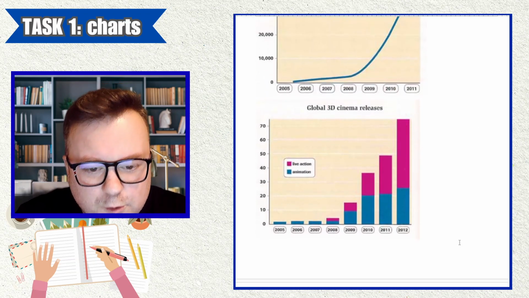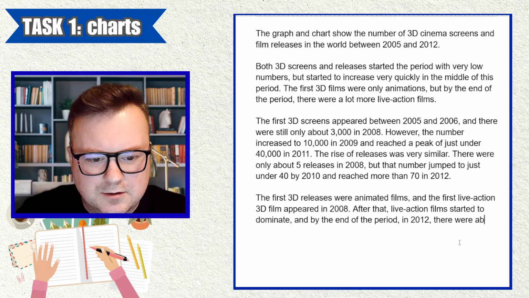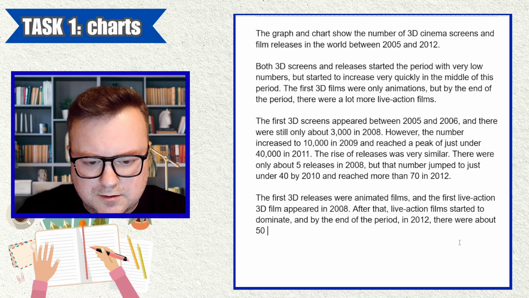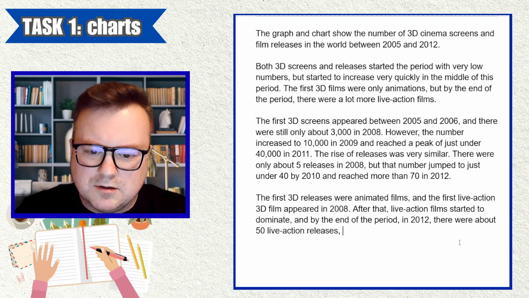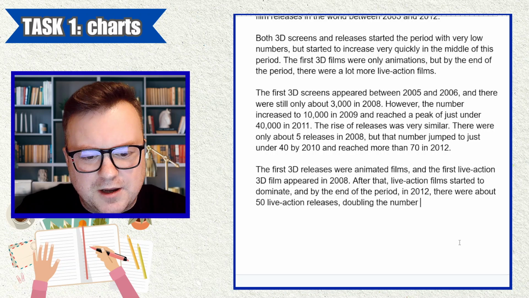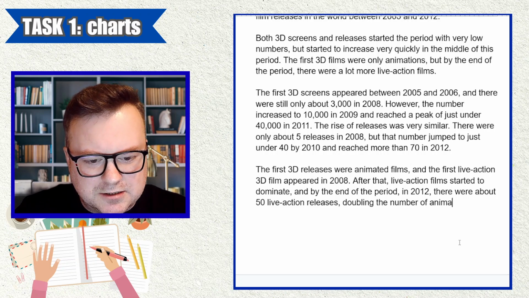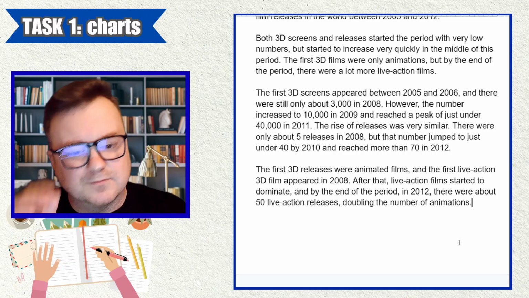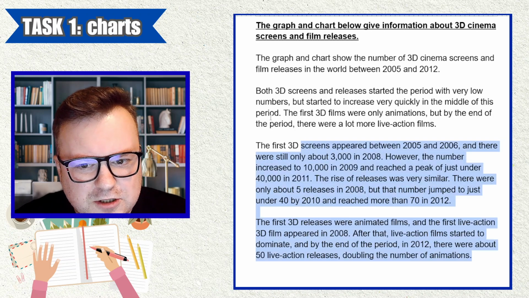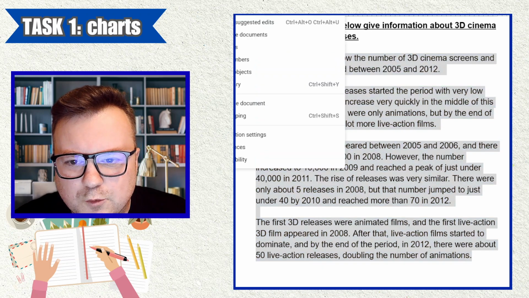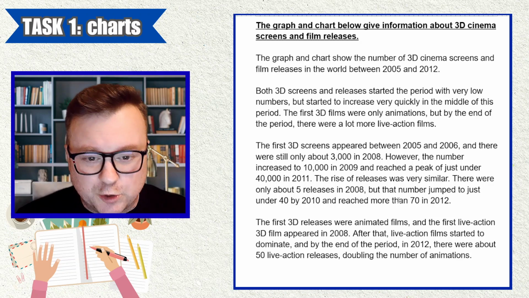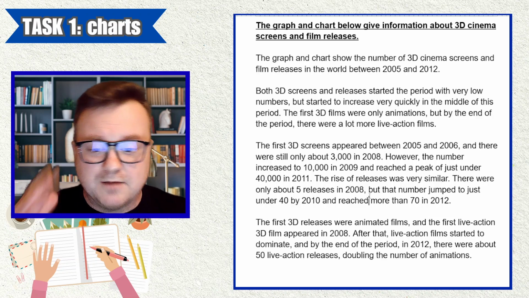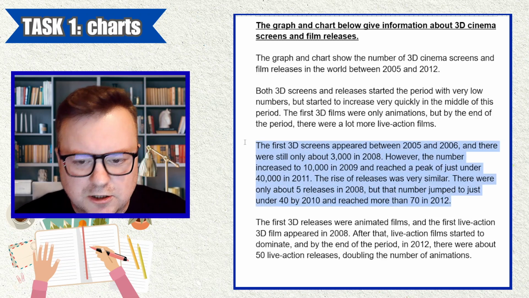Let's change it there. There were about 50 live action releases. Oh, okay. Maybe B2 isn't finding that. Doubling the number of animations. Cool. Okay, that may be a key feature. The last one is a little bit short, but I am worried about my word count. Okay, 180 words for me, golden zone. 180 words in task 1 is the golden zone. Yeah, I'm there. Great. This paragraph maybe is just a little long.